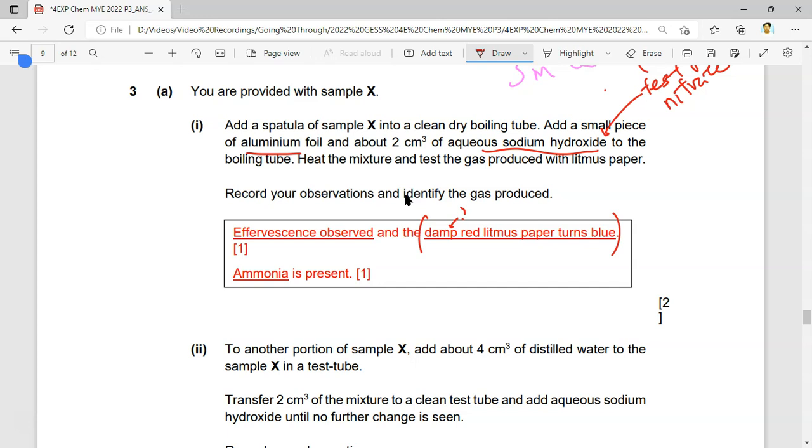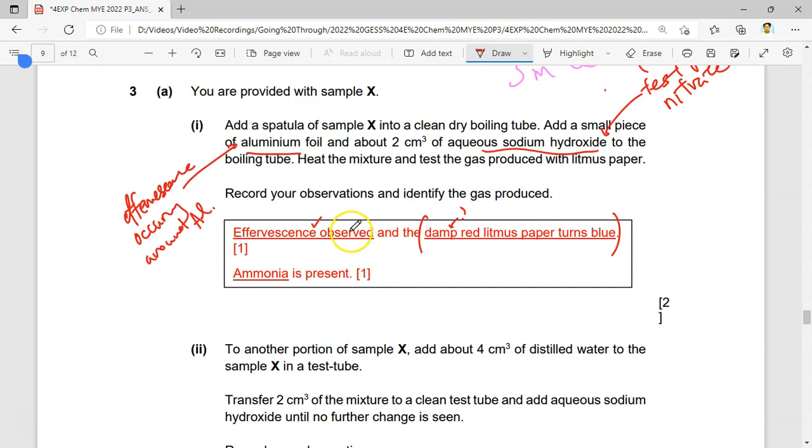Next thing, we are adding on a little extra element here that's not inside your data booklet, that effervescence is observed. When you boil it up, initially it's just boiling. But when you're heating it up, you're trying to activate the experiment, activate the whole reaction to start. Once it starts, you will see that there's a lot of effervescence occurring around the aluminum foil. Once you activated it, you'll see a lot of bubbling occurring around the aluminum foil itself.